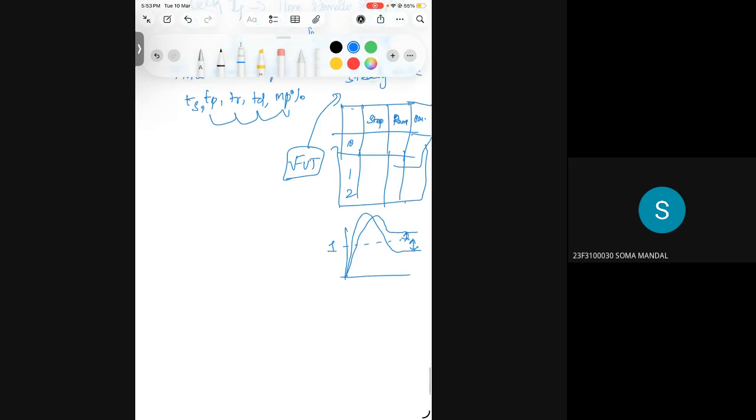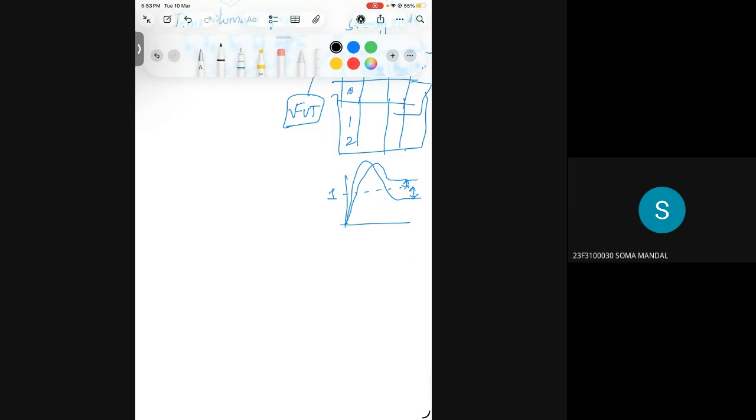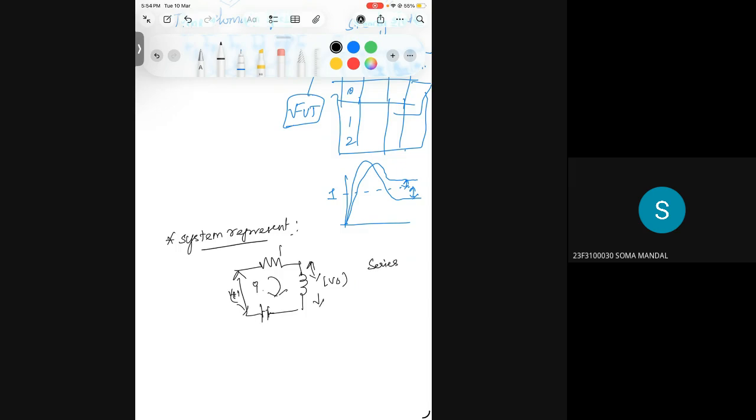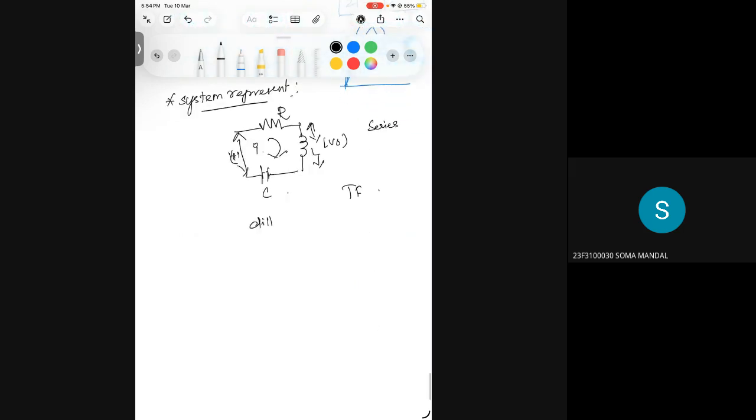Apart from this, please prepare system representation. So we might ask, given this, it's a series RLC circuit, right? So this is I. You should be able to write the transfer function out of this. Maybe write the differential equation, then the transfer function, then the final value as we solved right now. Y of t at t equal to 0.1 might be asked, this kind of question.